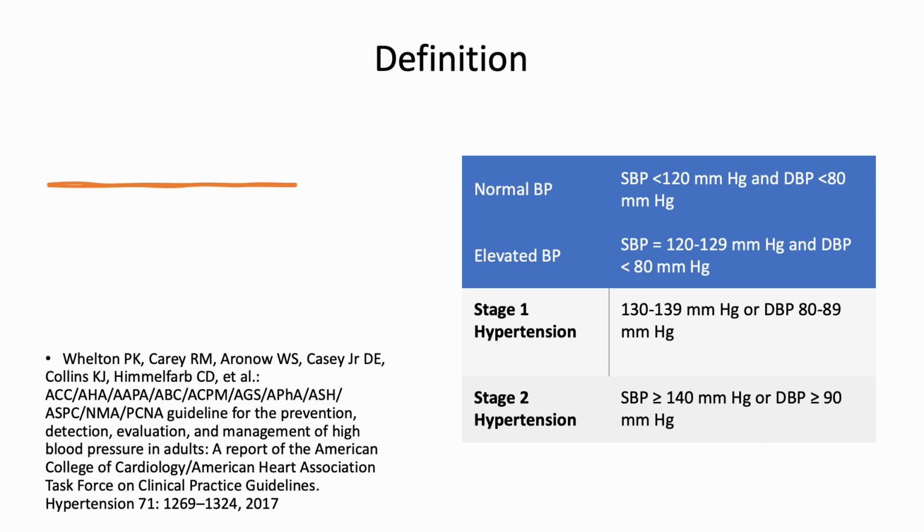Stage 2 hypertension is when you have a systolic of equal or above 140 or a diastolic of equal or above 90 millimeters of mercury. And different societies have different definitions. This is probably the easiest and the most widely used nowadays.